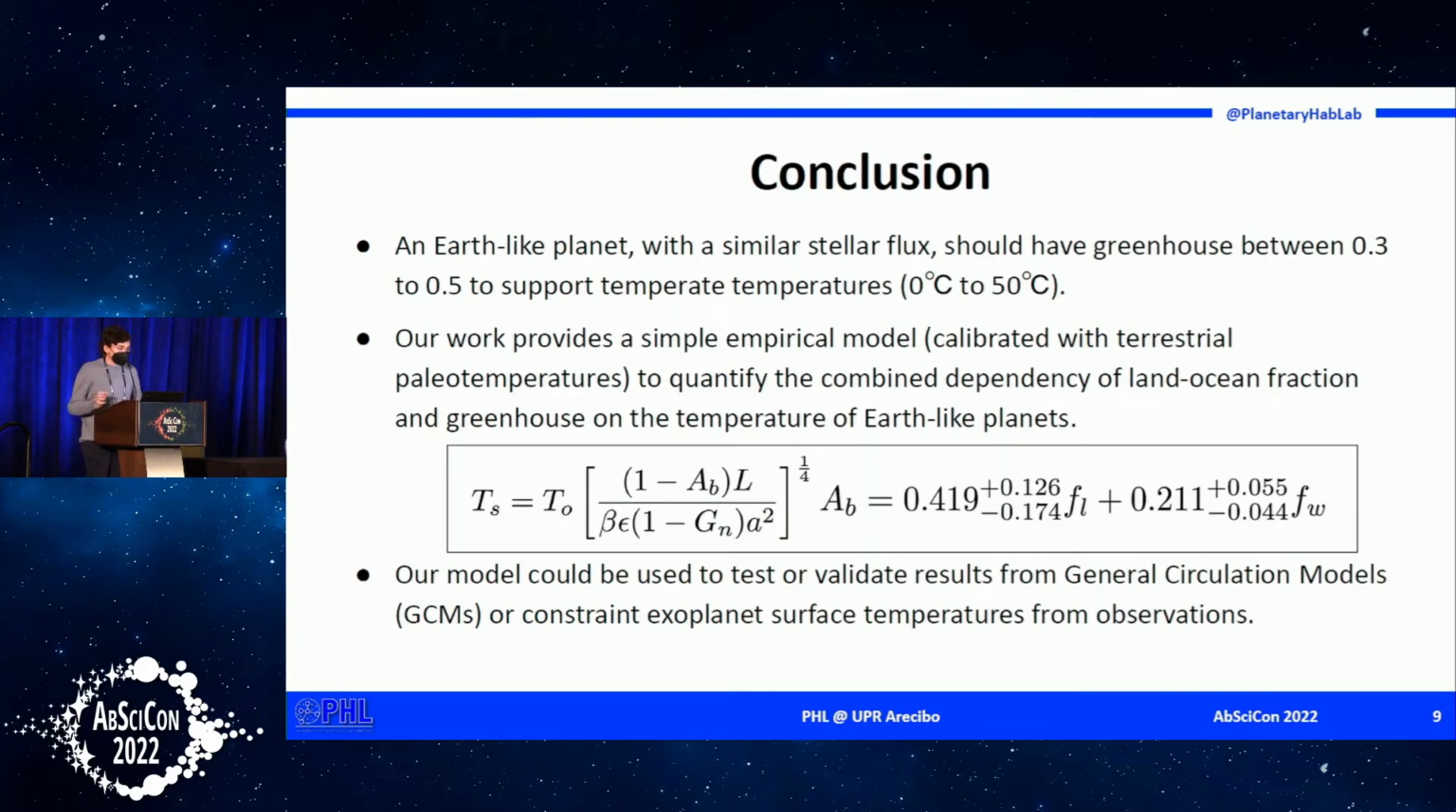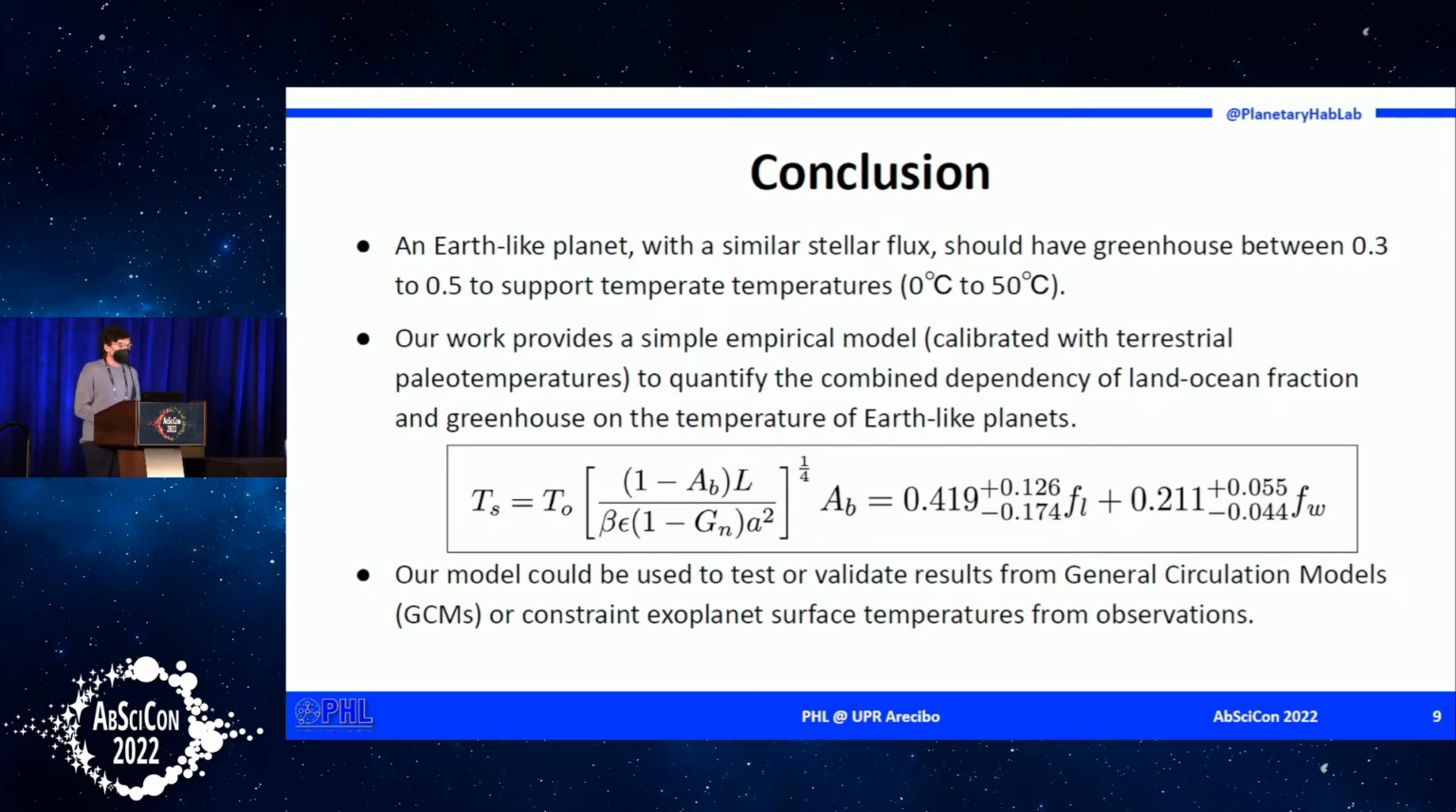In conclusion, our project was able to define a range of the greenhouse for Earth-like planets with similar stellar flux and similar atmospheres, and that range is 0.3 to 0.5, to support temperate temperatures between 0 degrees Celsius and 50 degrees Celsius. That's very important because those are the limits of life that we know so far.